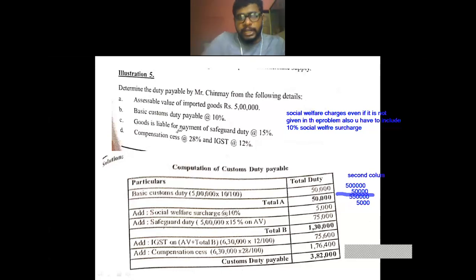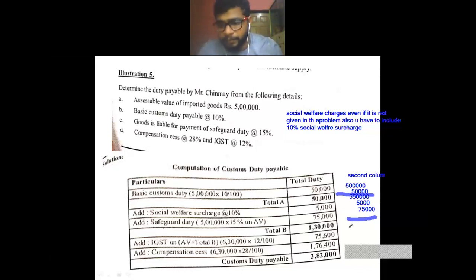Then safeguard duty 15% is given. 15% you have to calculate for which amount? 15% you have to calculate for assessable amount. So assessable amount is 5 lakh into 15%, that is 75,000 rupees. So write 75,000 here also. Therefore subtotal B you are getting now. How much is subtotal B here? 5,50,000 plus 5,000 plus 75,000.